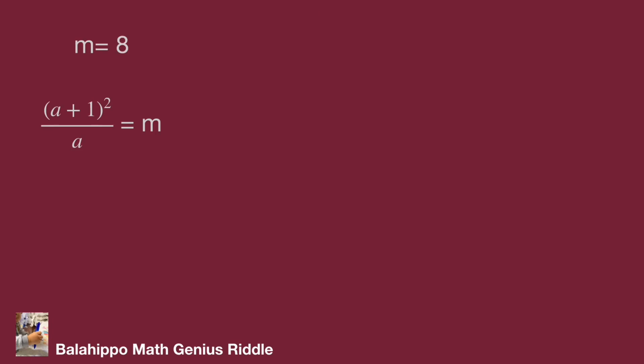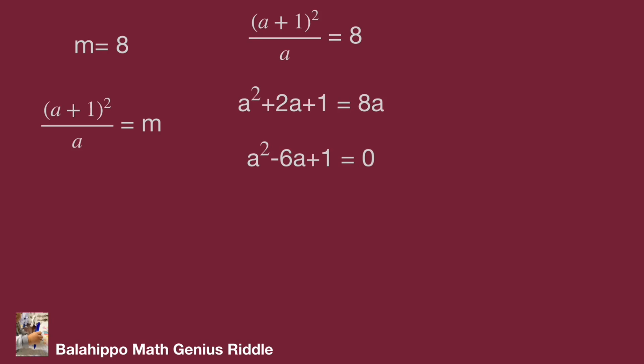While m equal to 8, substitute m by 8. Same process, we get a² - 6a + 1 equal to 0. Again, utilize the formula. We get the root a equal to 6 ± the square root of 36 - 4, over 2. Eliminate 2 in the denominator and the numerator. Finally, we get a equal to 3 + 2√2 and 3 - 2√2.